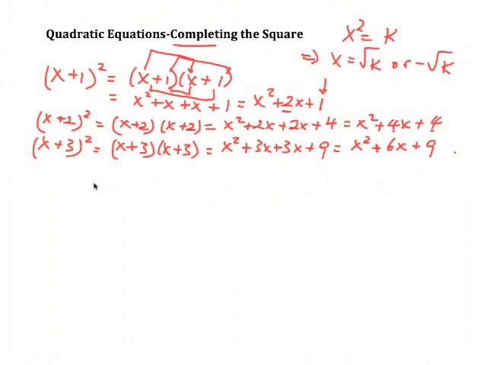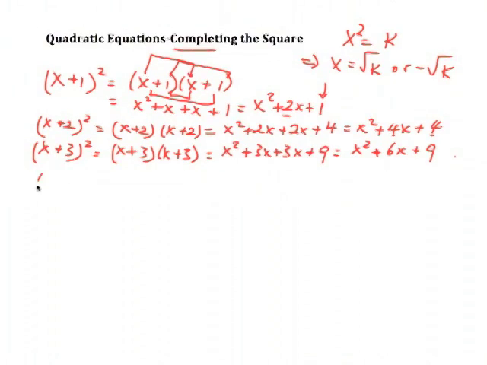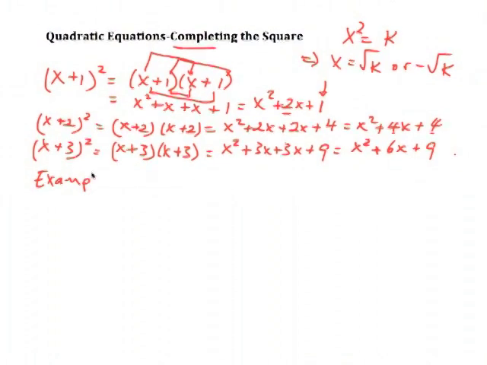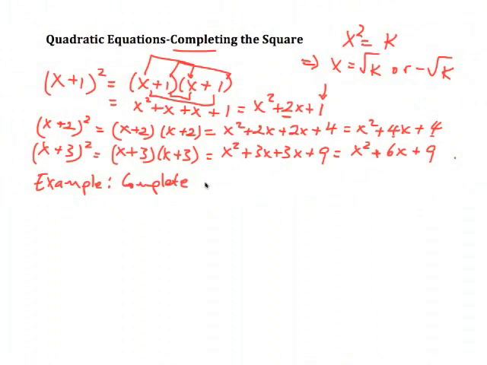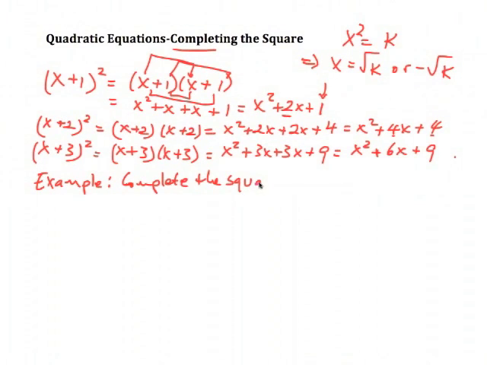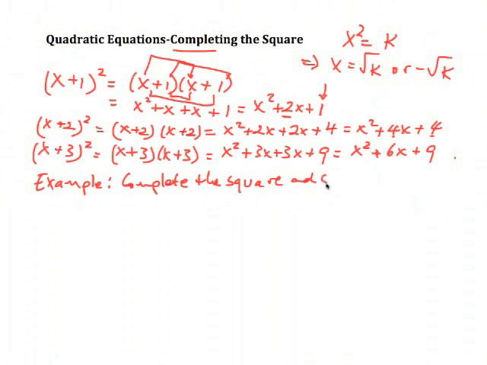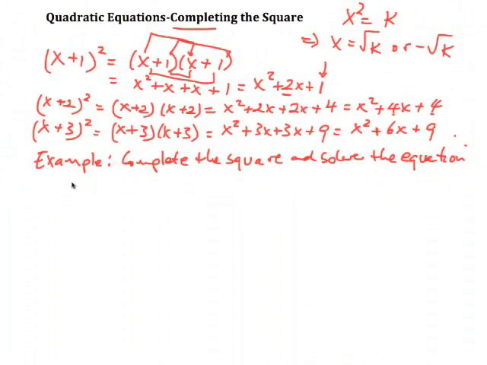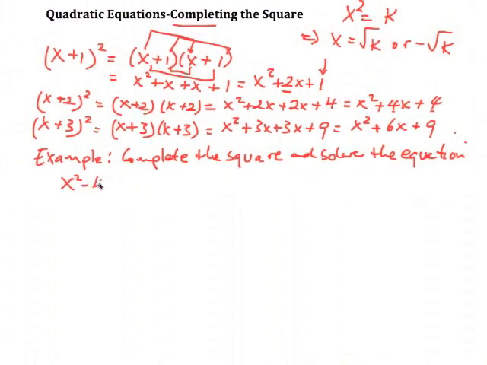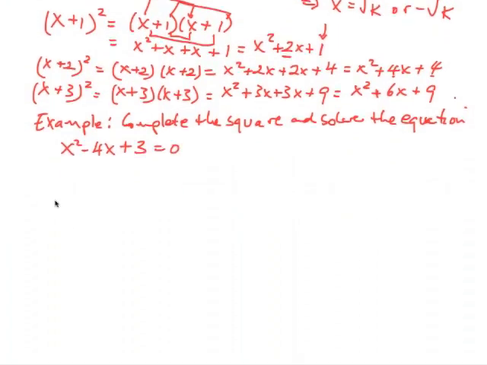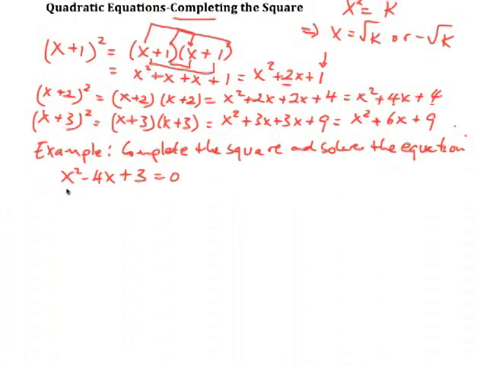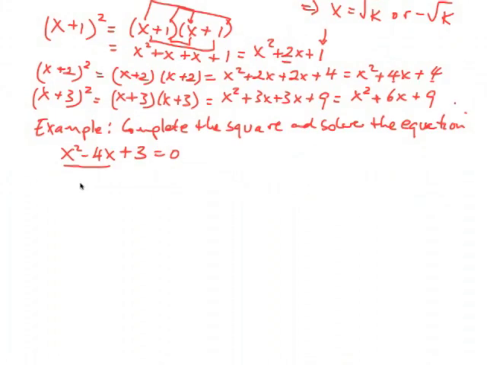Okay, let's suppose we have a quadratic equation. So let's do an example. Complete the square and solve the equation. So let's suppose I want to solve this equation: x squared minus 4x plus 3 equals 0. The way we do this is we start working on just these two terms.